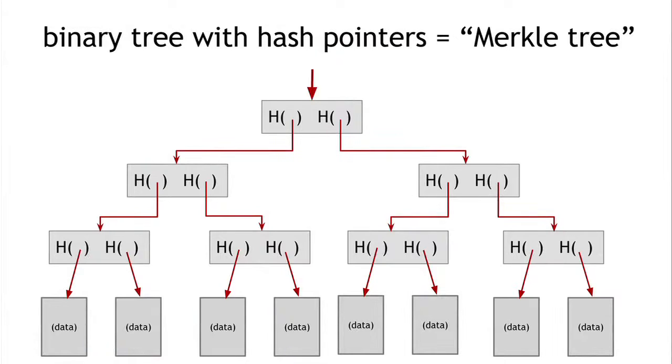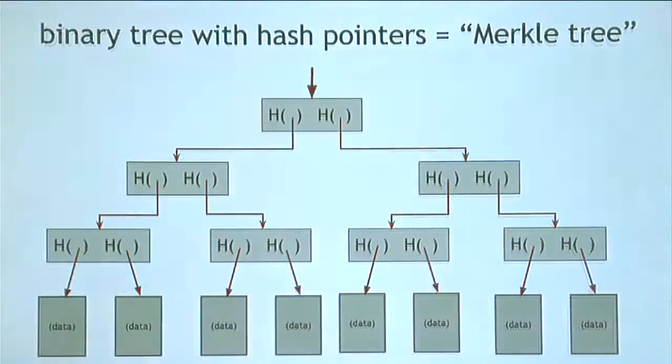We can build a binary tree with hash pointers, and this is called, in the jargon, a Merkle tree, after Ralph Merkle, who invented it. And the idea is this. Suppose we have a bunch of data blocks, which we'll draw across the bottom down here. We're going to take consecutive pairs of these data blocks, and for these two data blocks, we're going to build a data structure here that has two hash pointers, one to each of these blocks. And similarly all the way across.